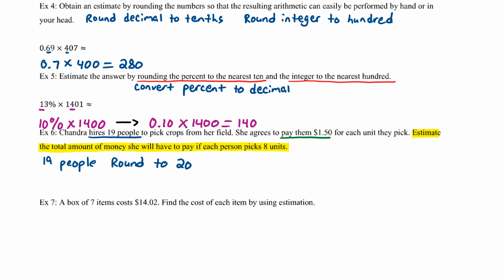She's paying them $1.50. That's a pretty even number already. So we can take our 20 and multiply that by $1.50. And so that would come out to equal $30. So that would be for the group of people, but that's still not taken into consideration. Each person is picking 8 units. So now we're going to take that $30 and expand that. We're going to multiply it by 8 to get our final estimate of $240.